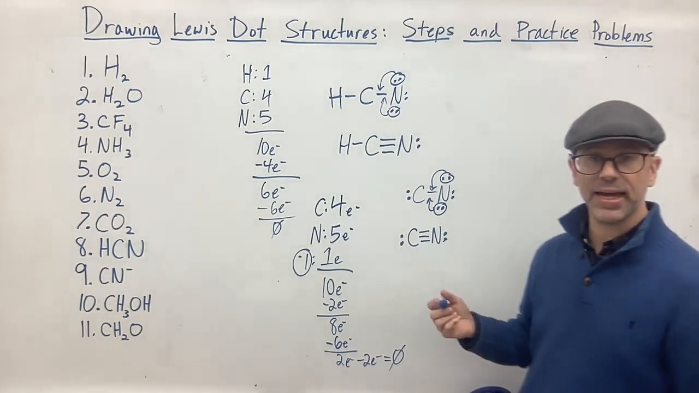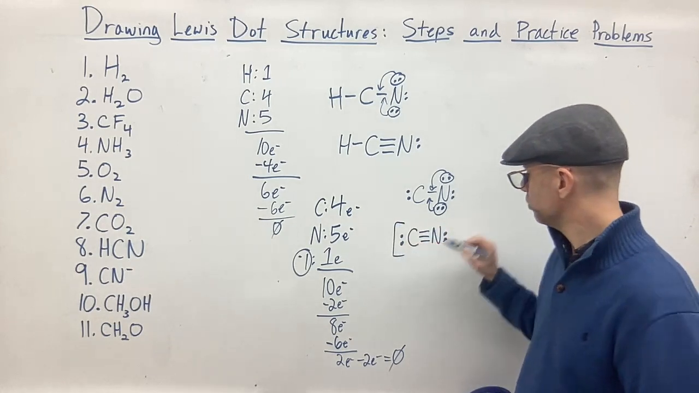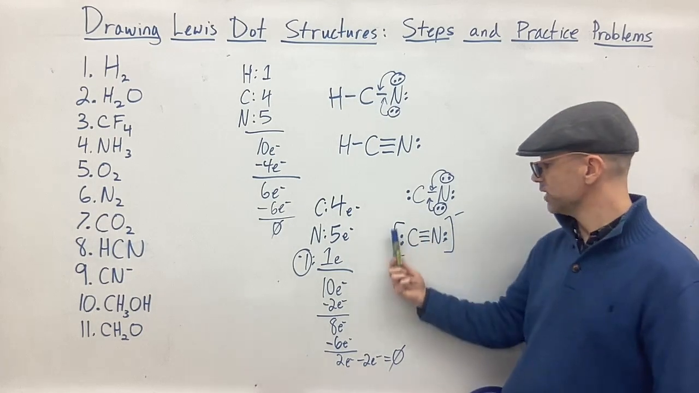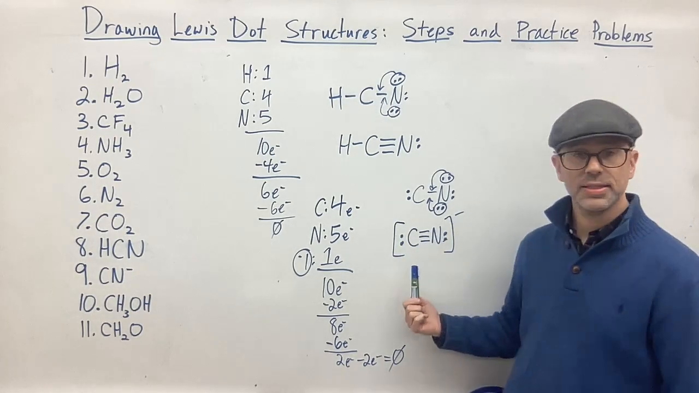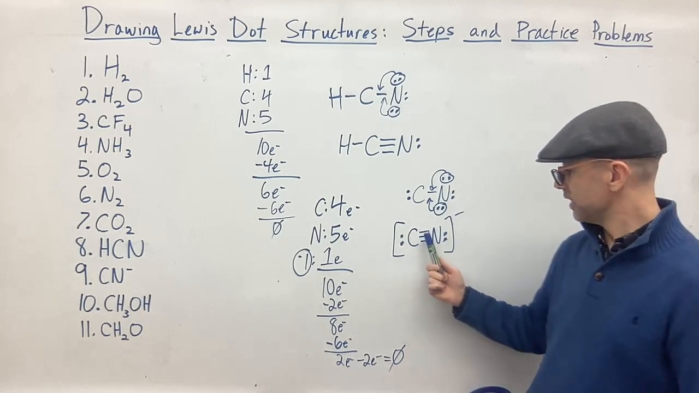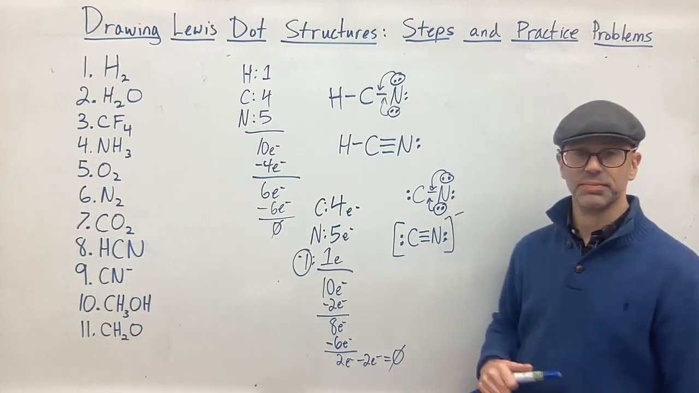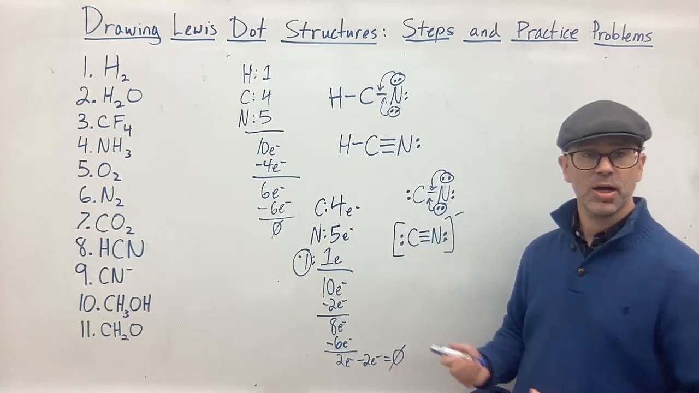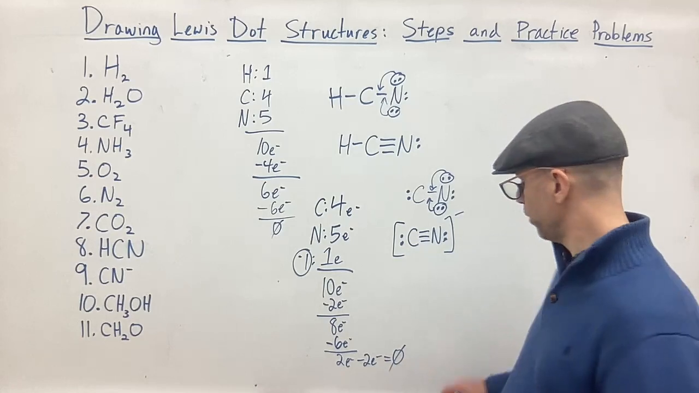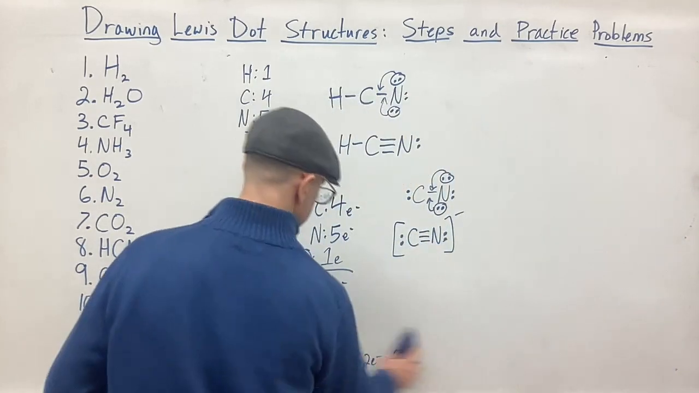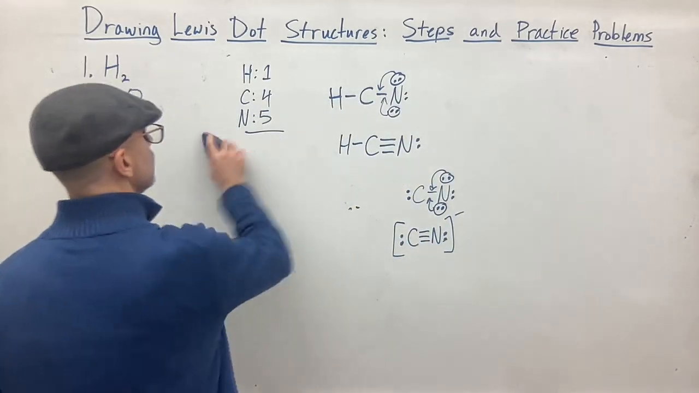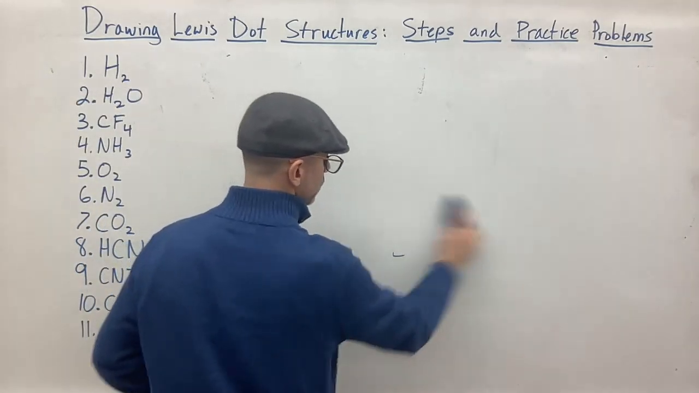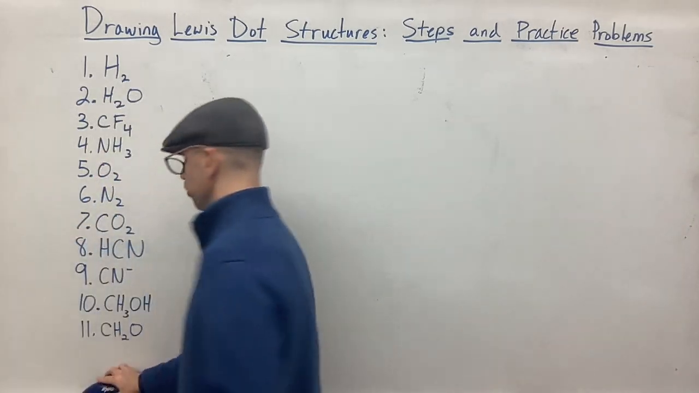Since this is an ion, we've got to put brackets around it with the negative charge. And so here's our Lewis dot structure for CN minus. And so you can see that both of them are happy with an octet. And so this is the Lewis dot structure for CN minus. Okay, what about the last 2? We have CH3OH next. So let's go ahead and work on that one. So this is another example of an organic molecule.